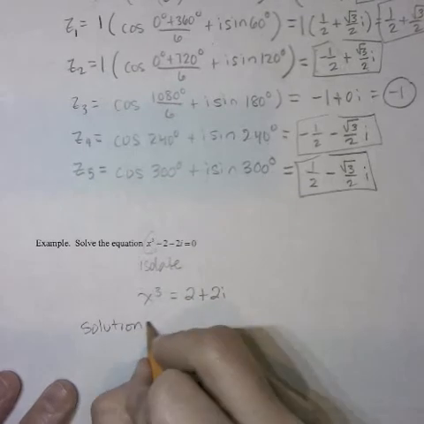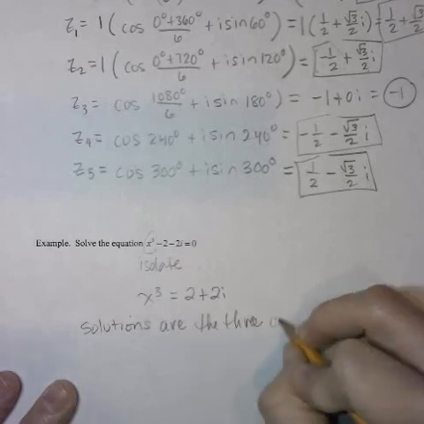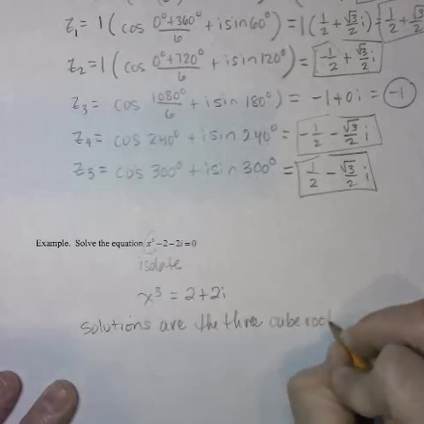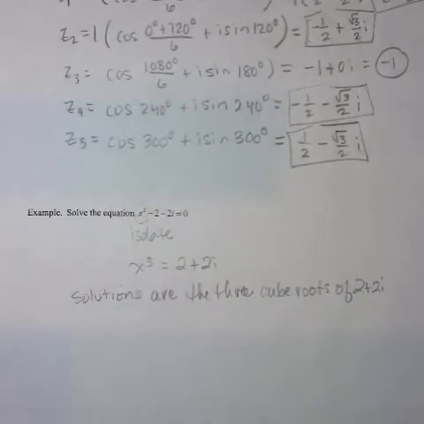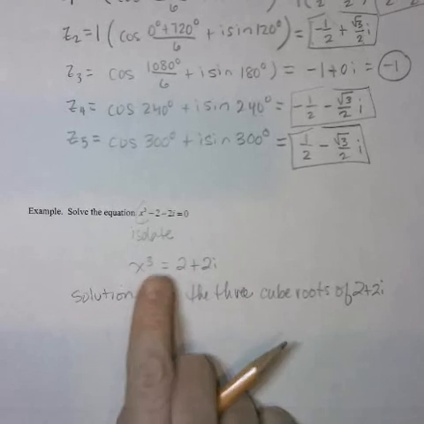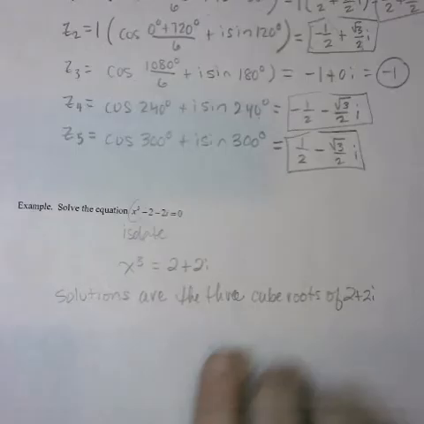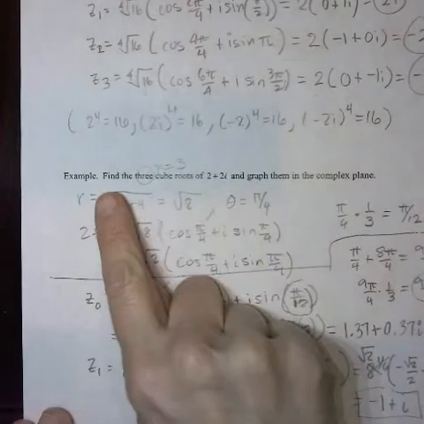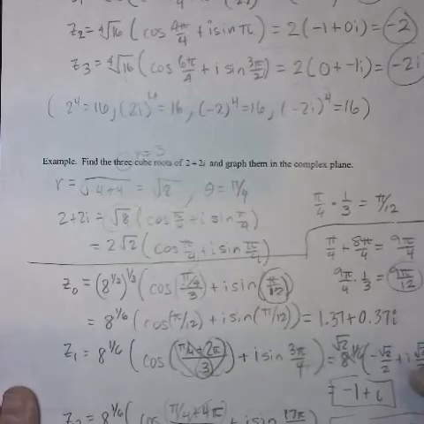So the solutions are the 3 cube roots of 2 plus 2i. There's, of course, 3 numbers we could cube to get 2 plus 2i. We know that now from De Moivre's theorem. And we would apply De Moivre's theorem here, except we already did this one, that's why it's going to be short. We found the 3 cube roots of 2 plus 2i, so the answers are, where's the other answer? Oh, here, this number, and this number.